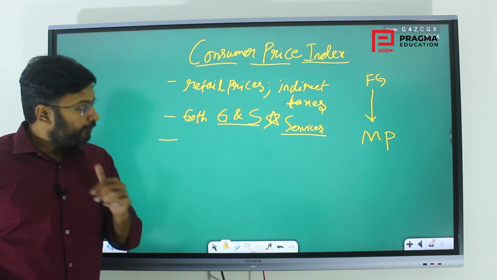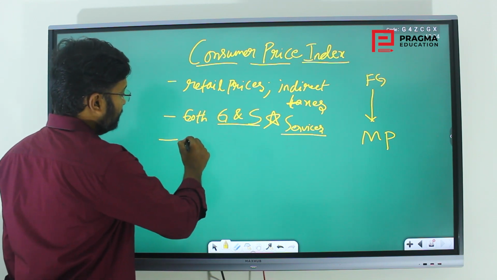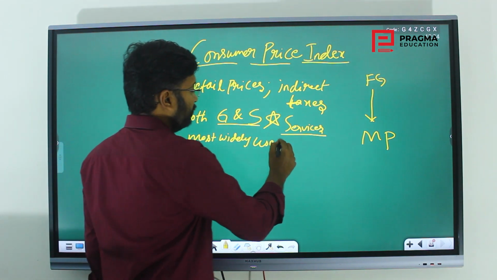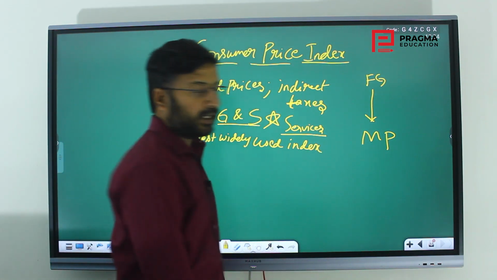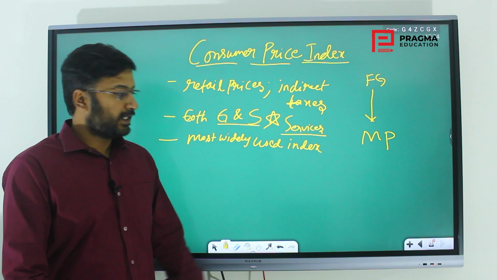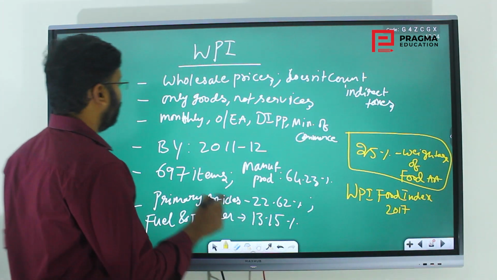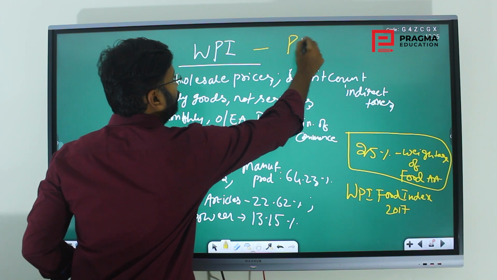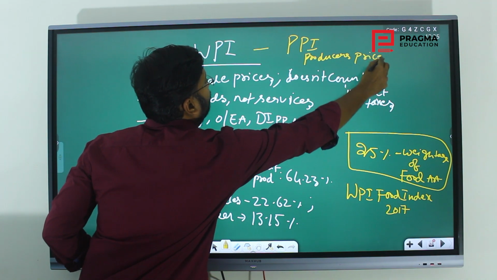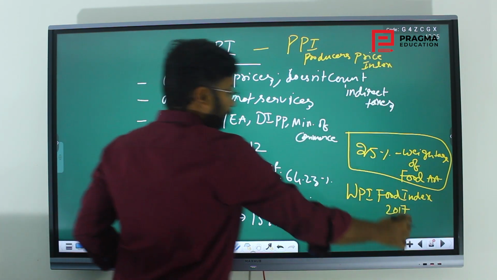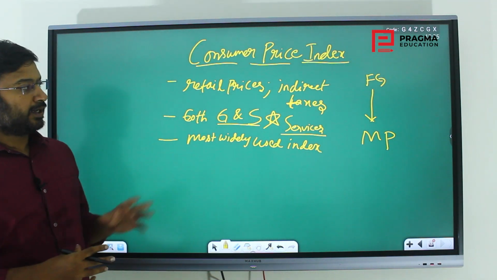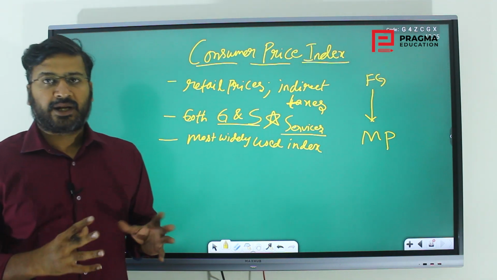That is CPI. Next, what is the next important thing? It is the most widely used index all over the world. It is used by more than 150 countries. WPI is closest to the producer price index in the international market. Like the world over, WPI is equal to the producer price index. It means how much is the cost for producers. CPI is the most widely used index in countries the world over for measuring inflation in their respective economies.